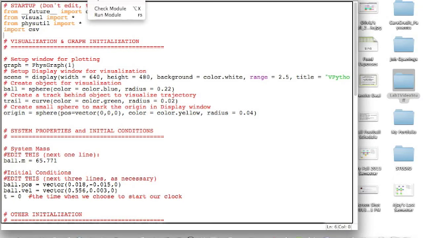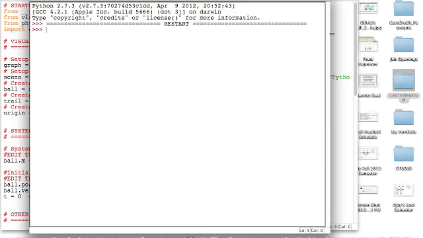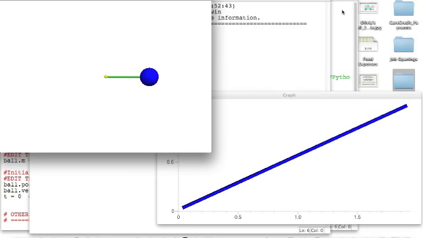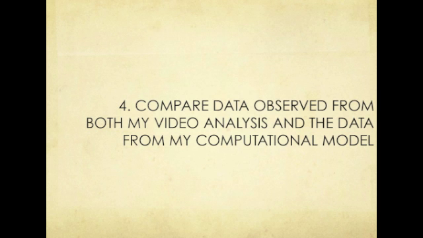As you see as I run the simulation right now, you can see that the graph is linear, the ball is moving in the positive x-axis, as did my person down the escalator, and it's quite similar to my real-life video. Step 4. Compare the data observed from both my video analysis and the data from my computational model.